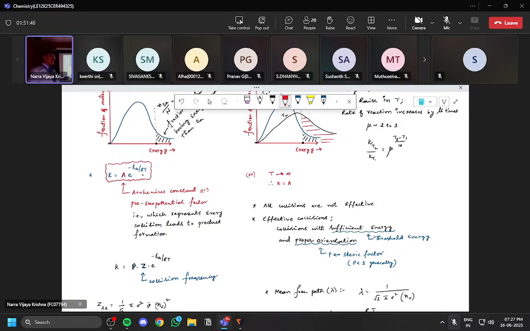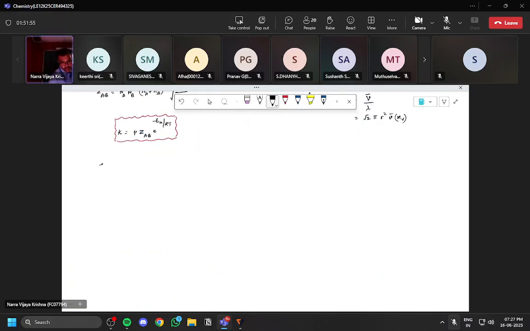Now take logarithm on both sides of this equation. What will you get? Ln k equal to ln A minus EA upon RT. At temperature T1, this becomes K1. Then what will you get? Ln K2 is equal to ln A minus EA upon RT2. Ln K1 equal to ln A minus EA upon RT1.